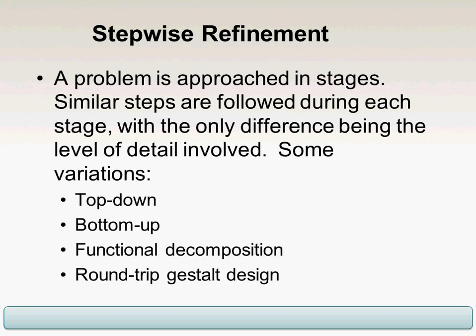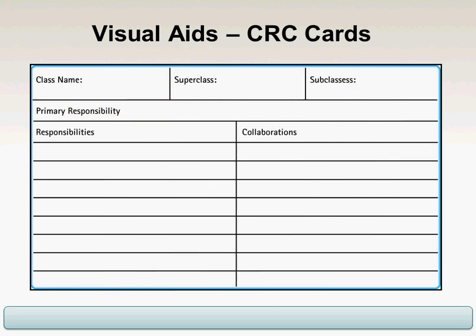All right, so stepwise refinement. When you design a program, you can start from the top down. You can start from the classes that you're going to need and work up. Functional decomposition is what we used before we had the object-oriented paradigm. We start with the overall function that the software is supposed to do, and then at each step, we decompose that into smaller and smaller functions. And I don't know what round-trip Gestalt design is. I've never heard of that. A CRC card is a visual aid that helps you create classes.